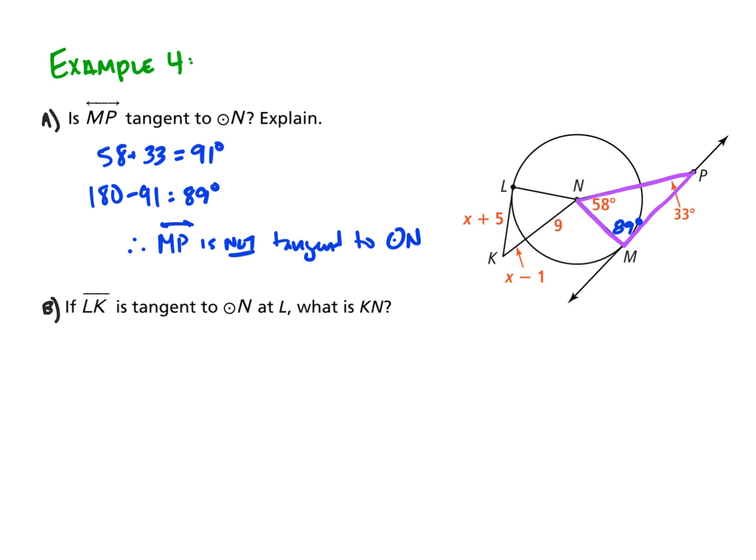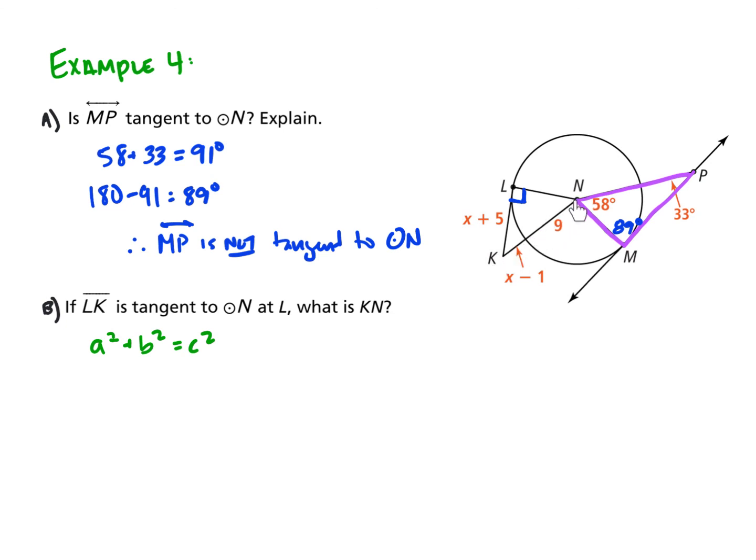Well, if this was tangent, then of course we know it's going to make a 90-degree angle there. And then we would have a right triangle. Triangle NLK would be a right triangle. So again, we can do the Pythagorean Theorem. We can say that a squared plus b squared equals c squared. The hypotenuse, or c, would be segment KN.